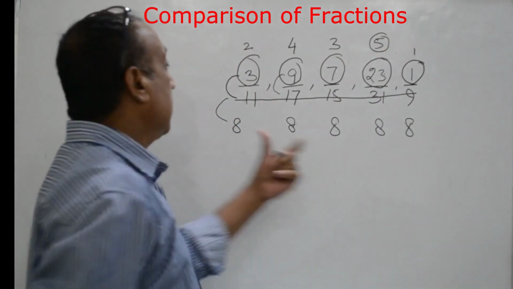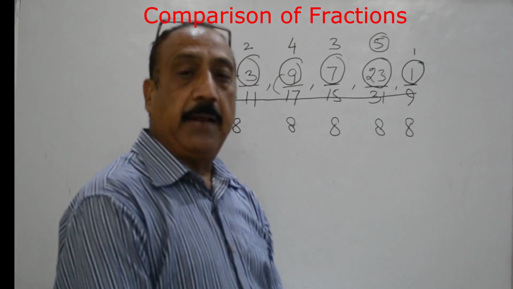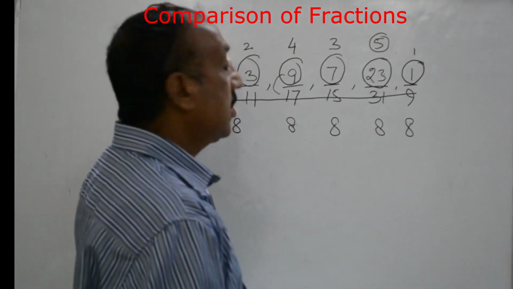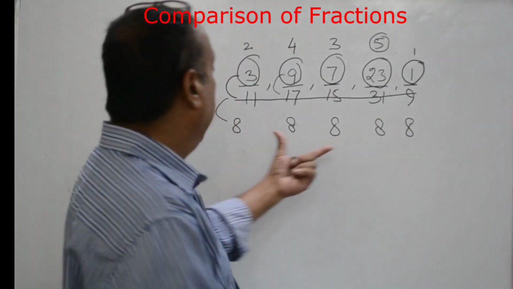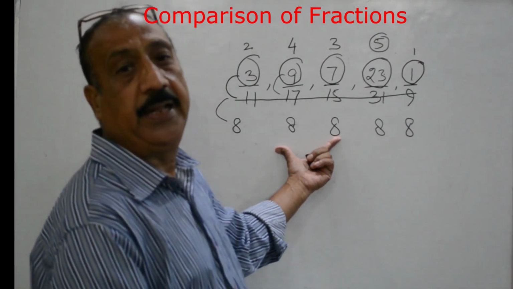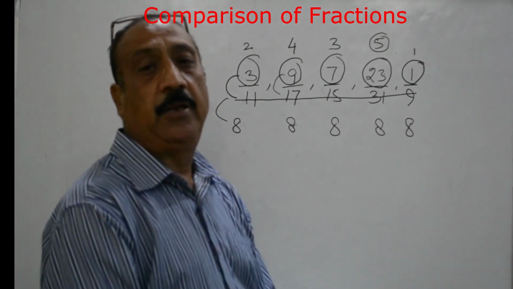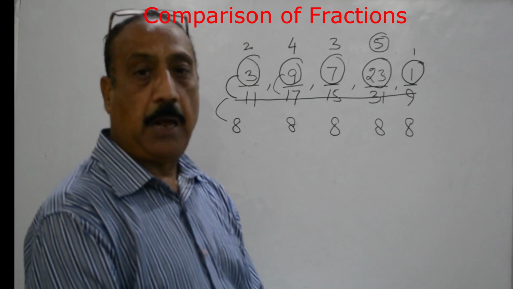So in such cases we can make the comparison just by looking at the difference of numerator and denominator. So in the case where the difference of numerator and denominator is the same, then it is very easy to make the comparison just with the help of our observation.